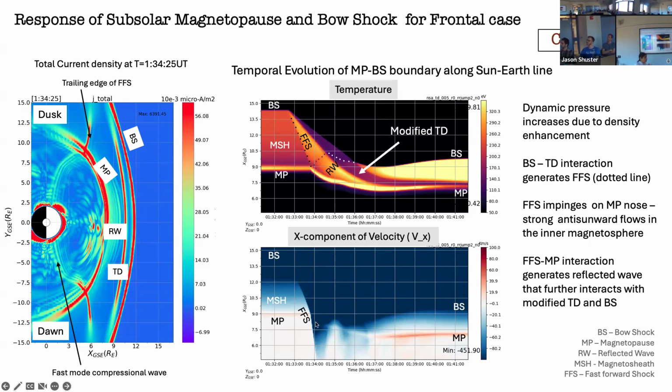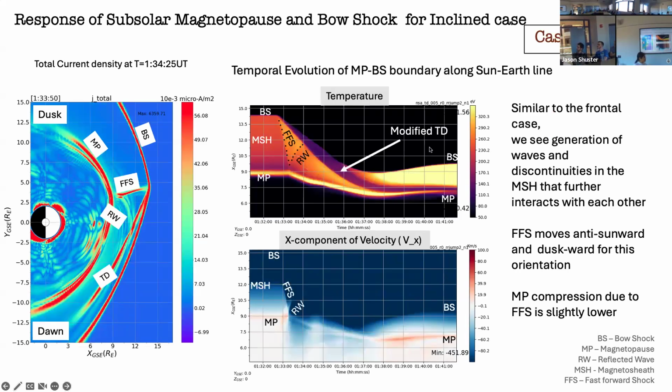If we look at the velocity profile, there's a sudden increase in the anti-sunward flow. There wasn't any flow before, but the increase in the flow specifies the propagation of this compressional wave in the magnetosphere. And we also see some reflected wave features, and then the interaction with the magnetopause and bow shock goes on. And eventually, the bow shock and magnetopause attain their original shape based on the upstream solar wind.